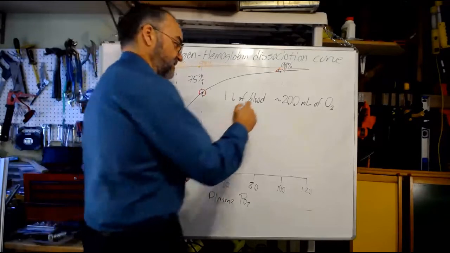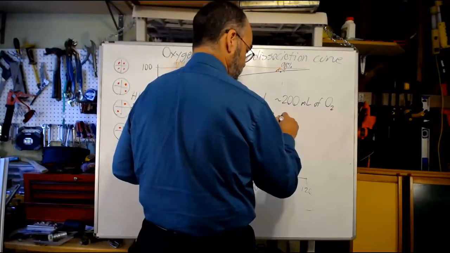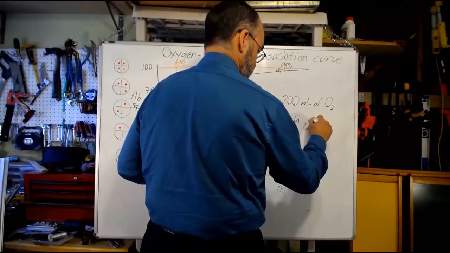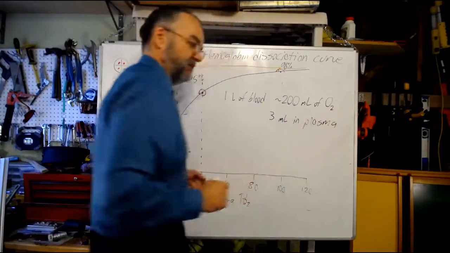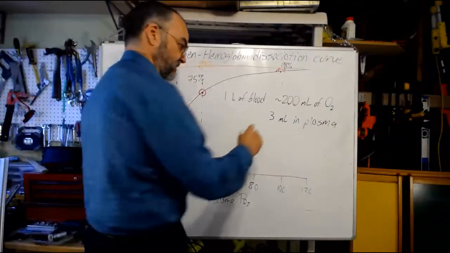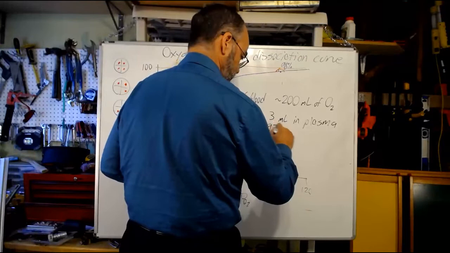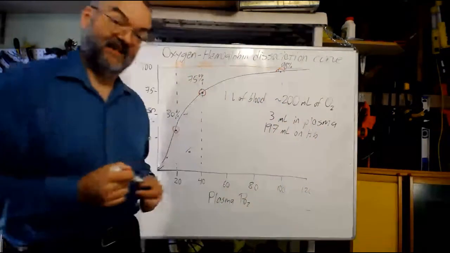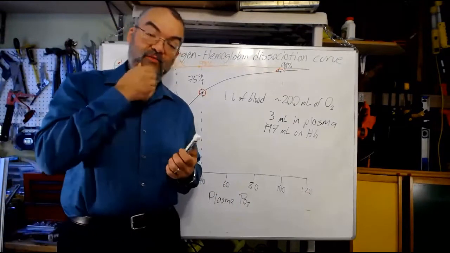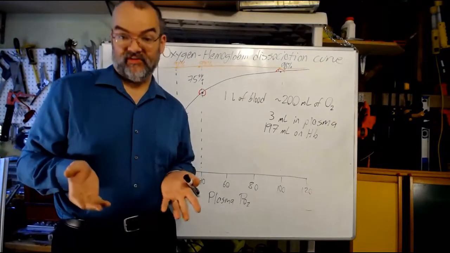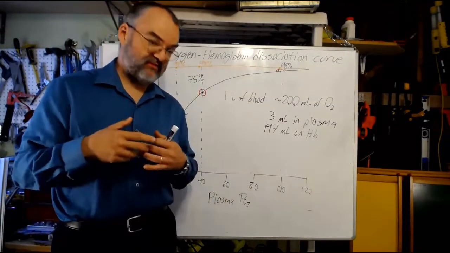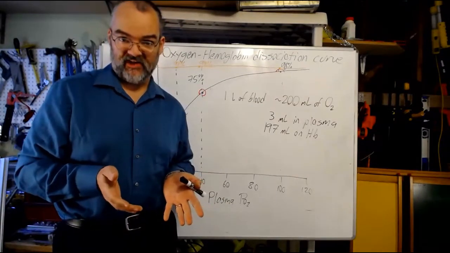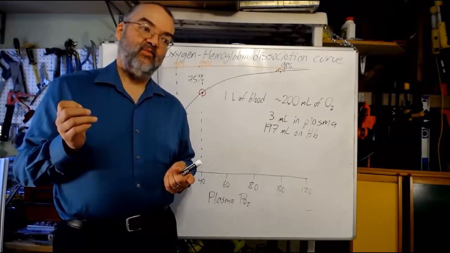Of that, about 3 milliliters is in the plasma. The plasma can hold about 3 milliliters of oxygen. The hemoglobin holds about 197 of it. So the hemoglobin's capacity for carrying oxygen is enormous. It carries vastly more than the plasma alone can carry, which is very helpful for us.